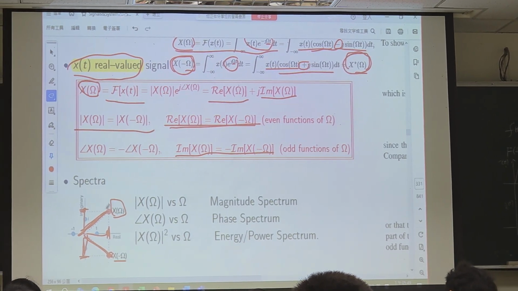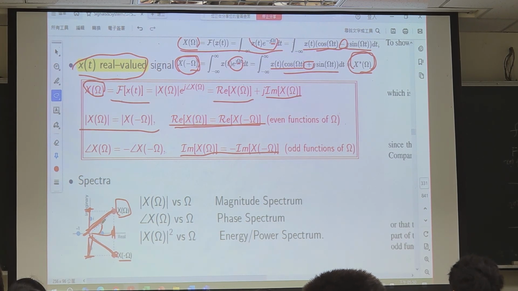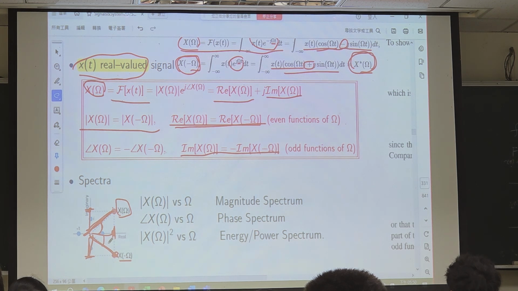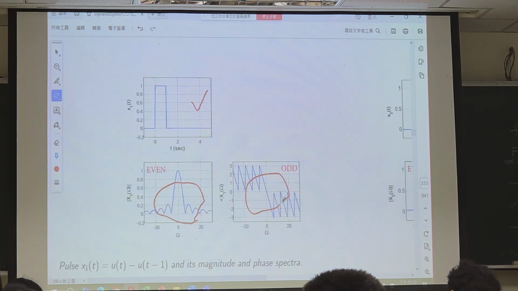But if you look at the argument of x of omega, suppose it is positive, then the associated complex conjugate for x of negative omega will have a negative argument. So if we consider the argument, we have to change the sign. It becomes an odd function. So the argument of the Fourier transform is now an odd function.